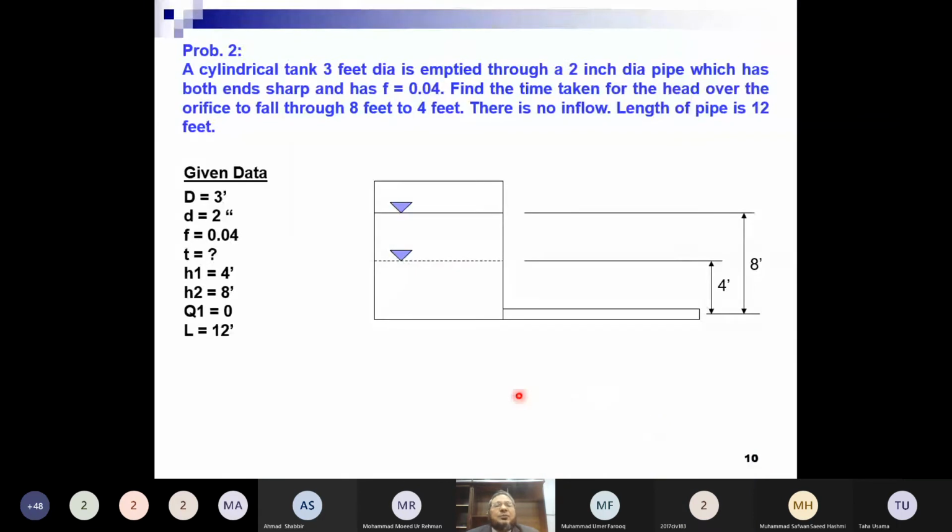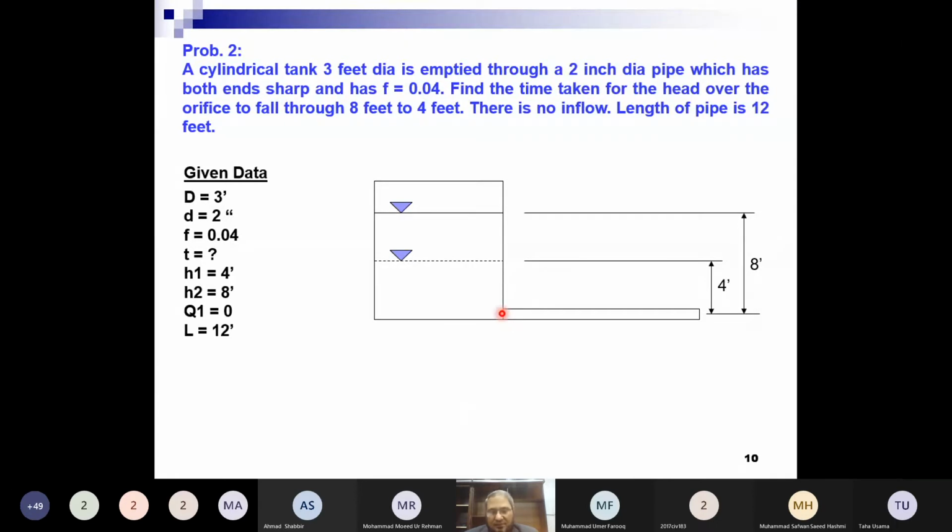Now we want to solve another problem. Problem number 2. A cylindrical tank. Again, the tank is cylindrical. It is circular in plan, 3 feet dia. Its diameter is 3 feet. It is emptied through a 2-inch dia pipe. So there is a pipeline, and its diameter is 2 inches, which has both ends sharp.